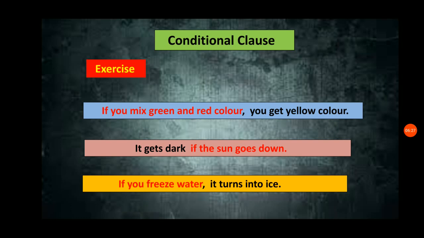Here we can see some exercises. If you mix green and red color, you get yellow color. We would have read this fact from our early classes itself. If we mix the paint, which is green and red, it becomes yellow. It gives yellow color. It is a universal truth.